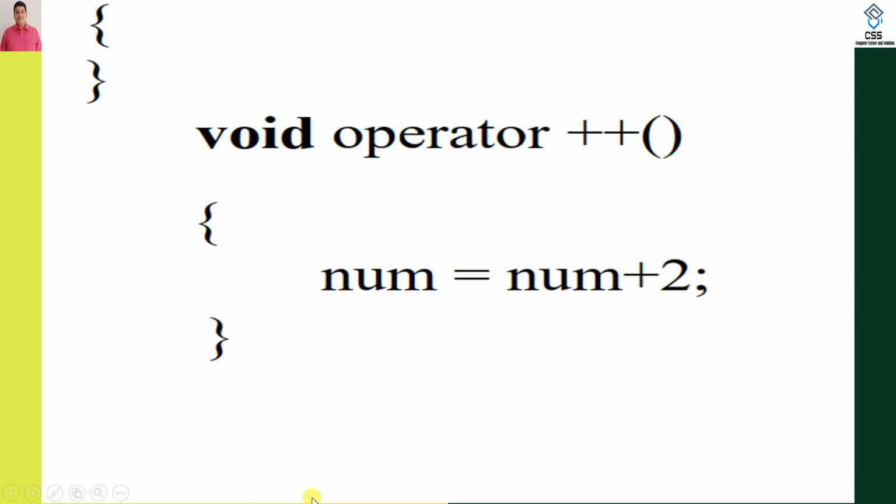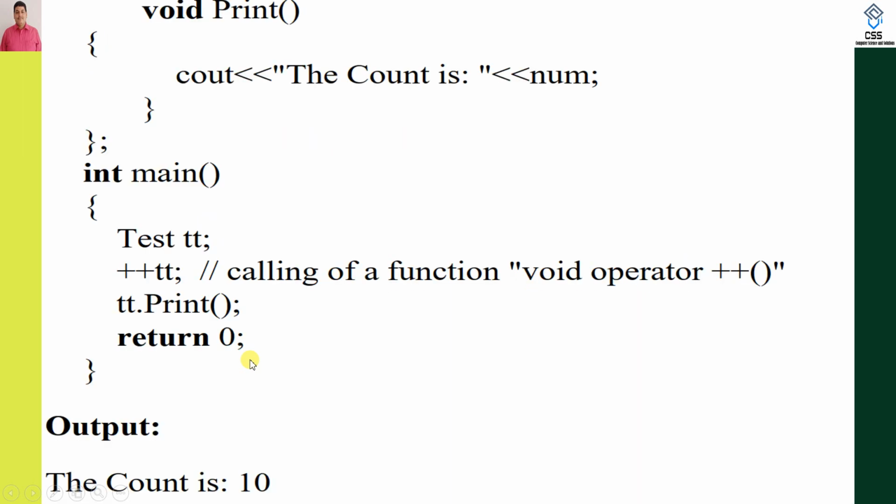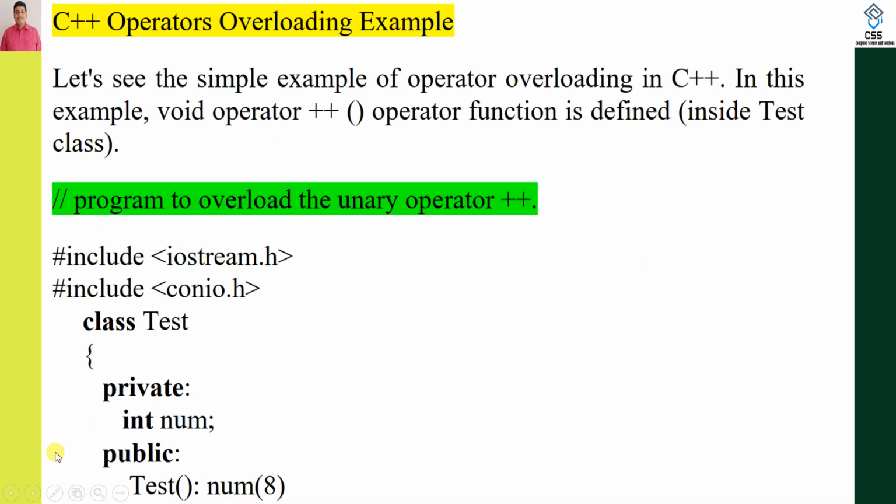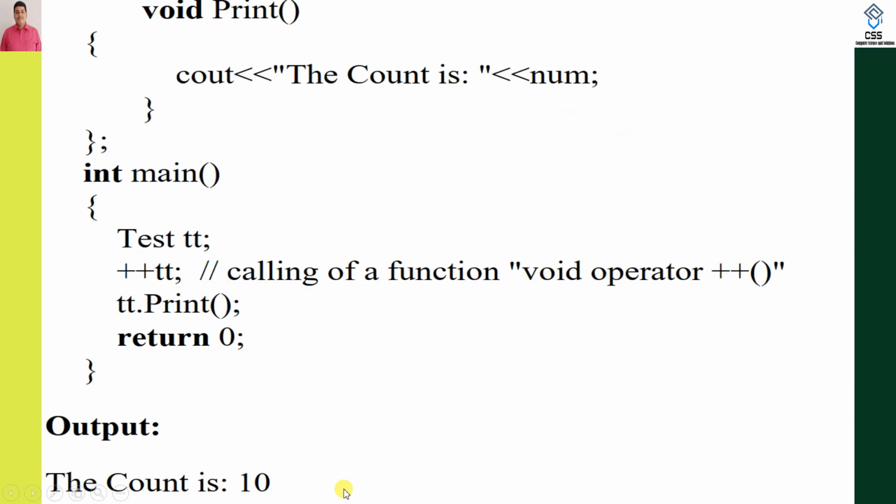meaning it's the same. Now, operator, return type operator, the plus plus is the unary operator to be overloaded, and hence it has no argument, hence only parentheses are taken, and within the function block whatever you want, you can write accordingly. Void print is a general member function. Now, when the object of the Test class is created, the Test function will be called as a constructor and num value 8 will be stored.